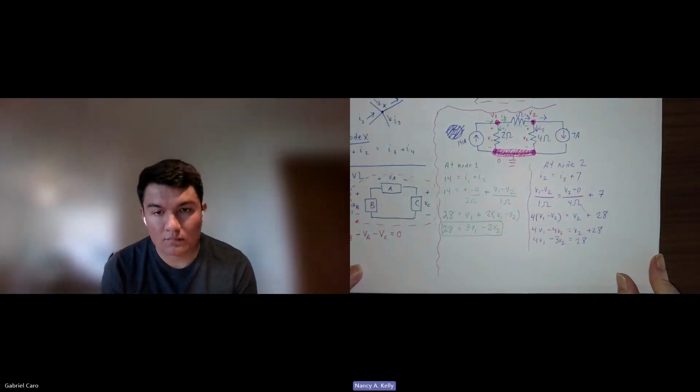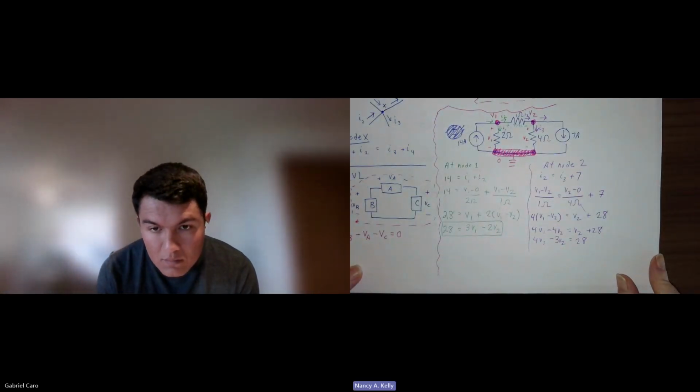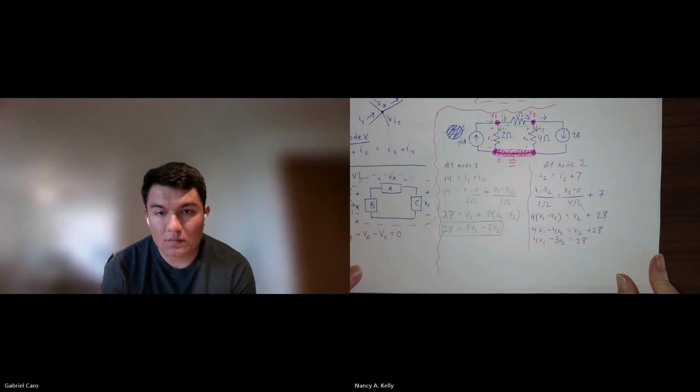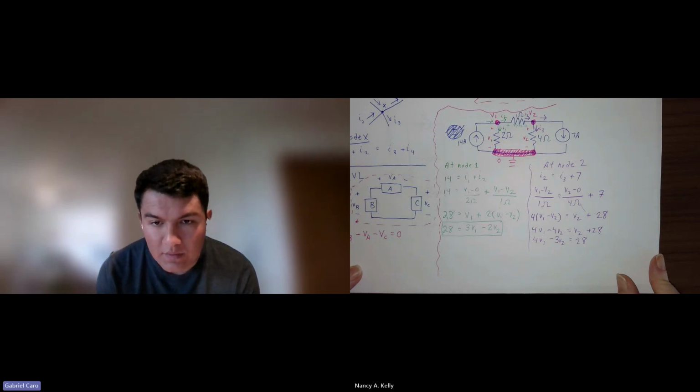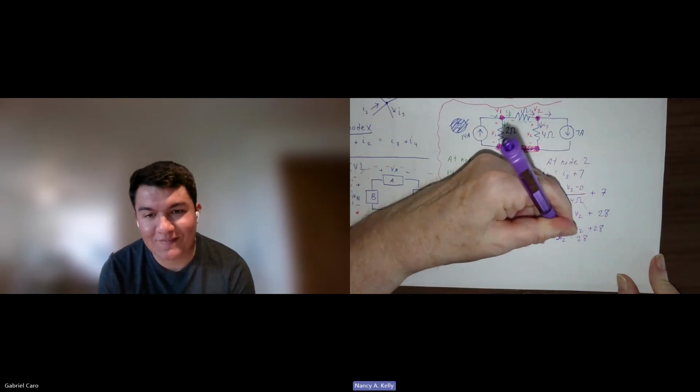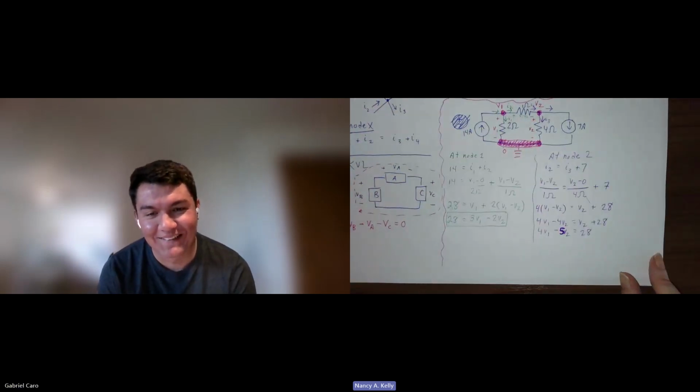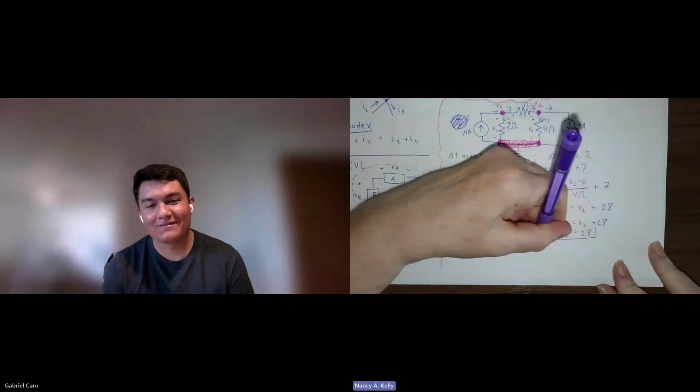Oh, I made a mistake. No, that's right. Sorry, I thought I made a mistake. Would it be 5V2? Oh yeah, 5V2, you're right. I messed up. Thank you. I was looking at my notes and thinking, wait, there's a 5 there. I appreciate that. So 4V1 minus 5V2 equals 28. That's the equation.